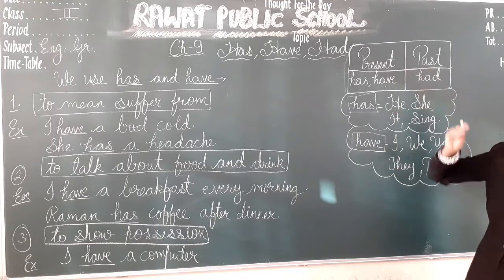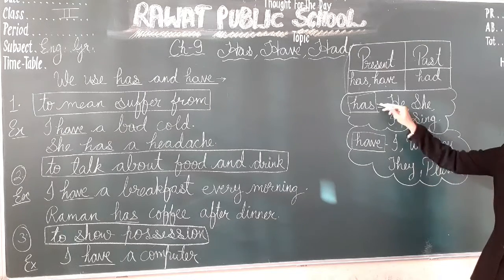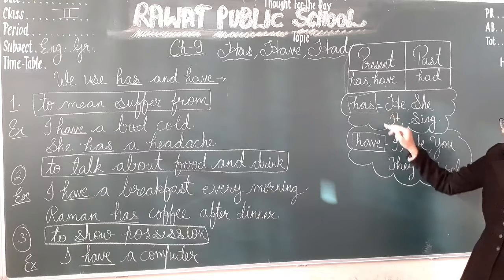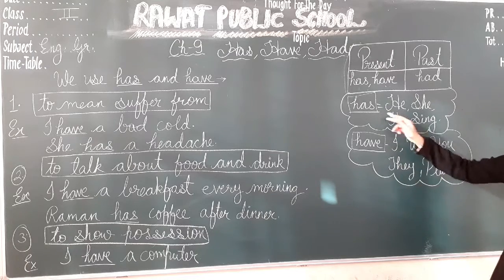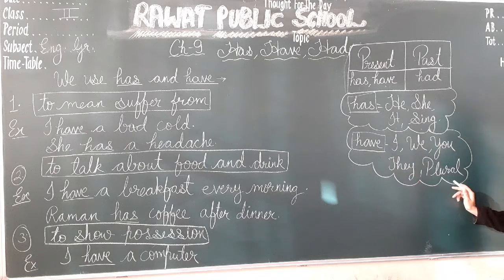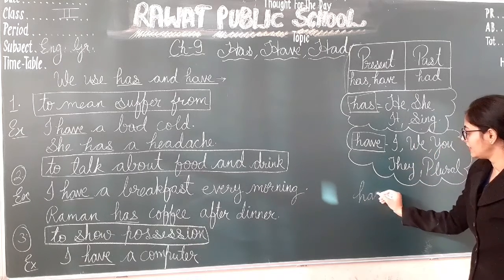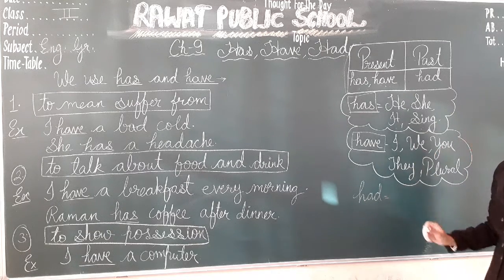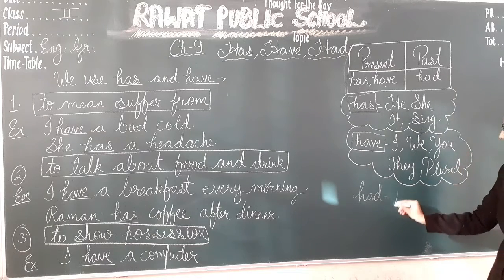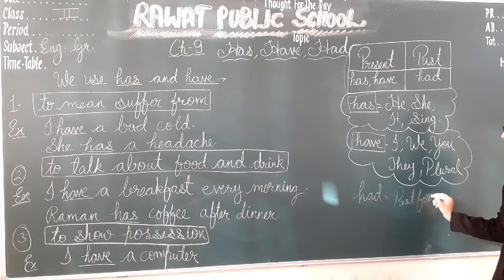Okay? When we are talking about today, जब हम आज की बात करते हैं, that time we are using has and have. तब हम has और have को use करते हैं. Has singular pronoun noun के साथ, और have plural noun or pronoun. Understand? And I have told you about had. What is had? Had, this is the past form, past form of has and have.